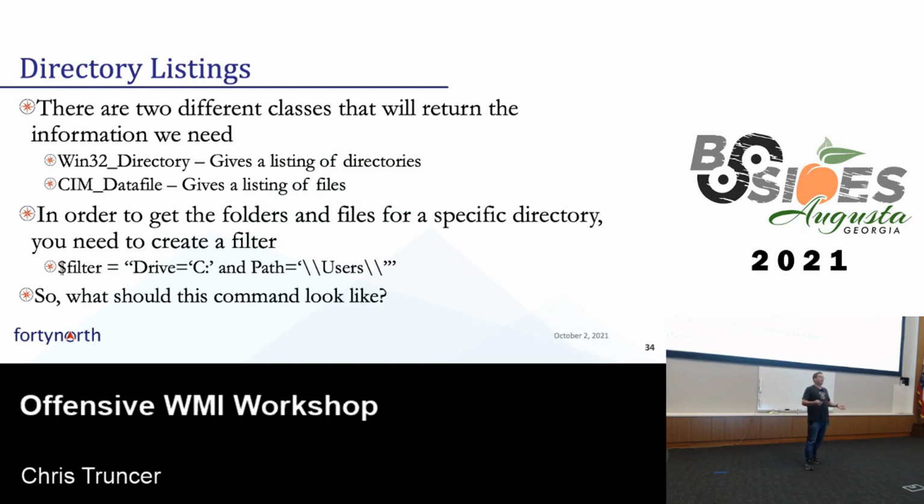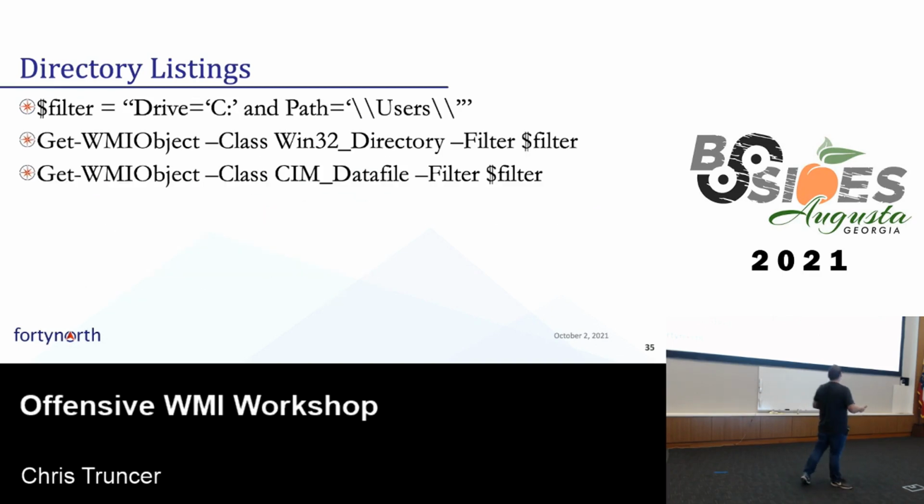So if we want to do that, what's our overall command look like that will give us that information? This is basically it. The first thing that we do is create that filter. So we've got our C drive, again, the directory. This can be any directory that you want. It clearly doesn't have to just be this directory. And in this case, I'm going to call Get-WmiObject. I'm going to specify the class, in this case, as Win32_Directory. I'm specifying the filter. And that should basically output the various folders that are within that directory. And the same thing after that, except we're just calling the CIM_DataFile class, and that should output the files that are in that specific directory.